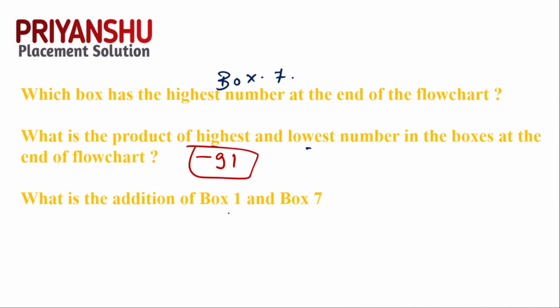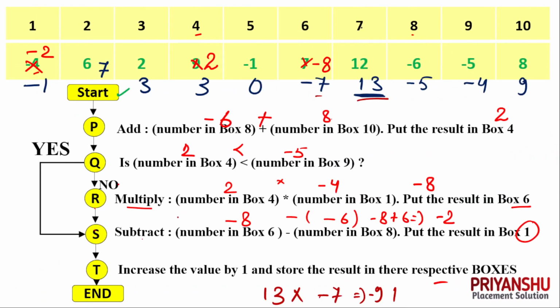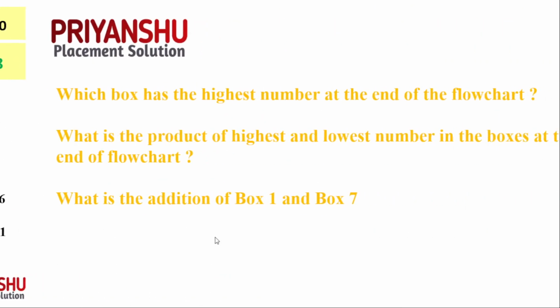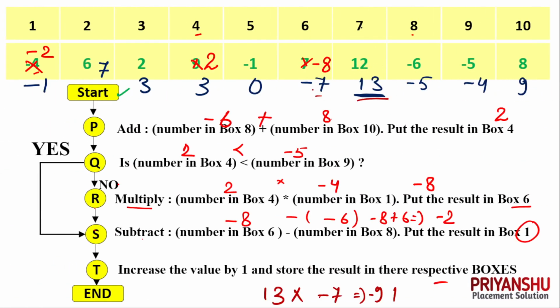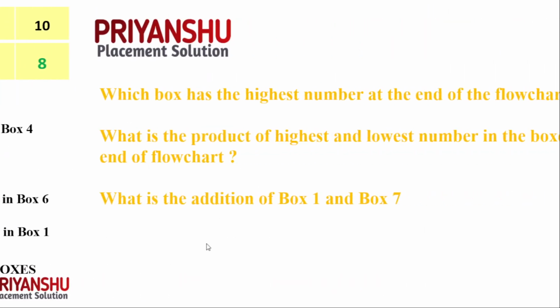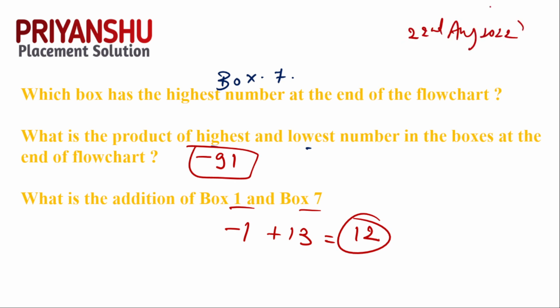What is the addition of box 1 and box 7? So box 1 is minus 1, and box 7 has a final value we need to check. Box 7 has 13. Box 7 has a plus 13. It is nothing but, guys, 12 is your correct answer. So this type of question was asked in the critical reasoning section of Accenture, on 22nd August 2022, guys.